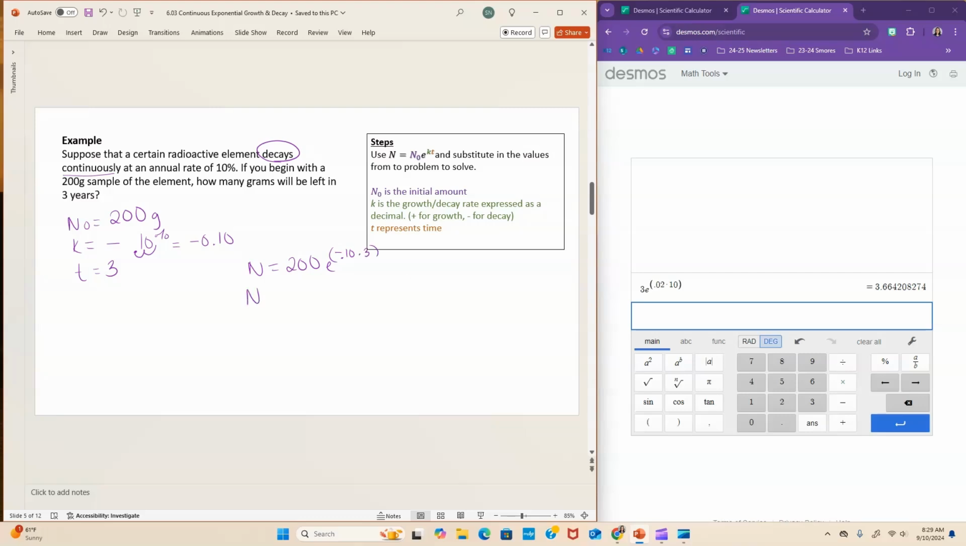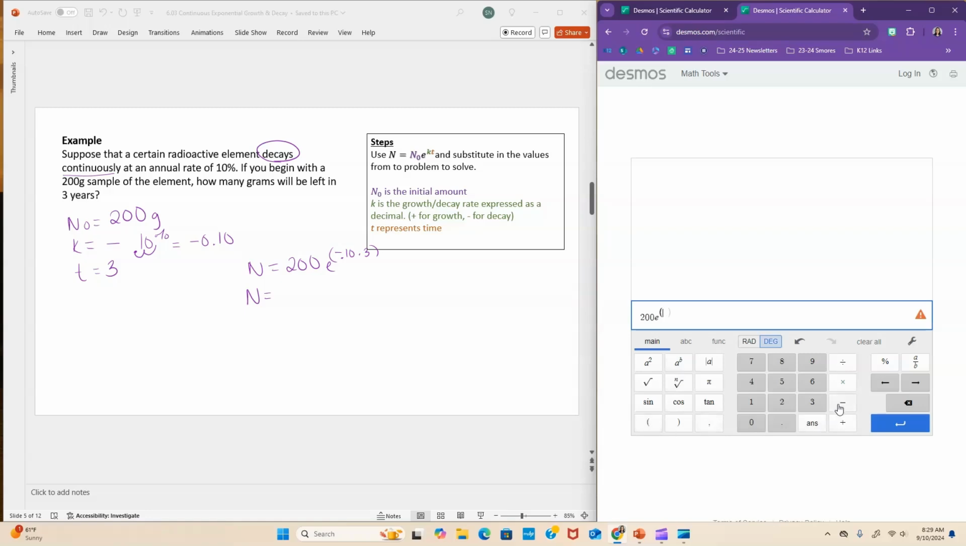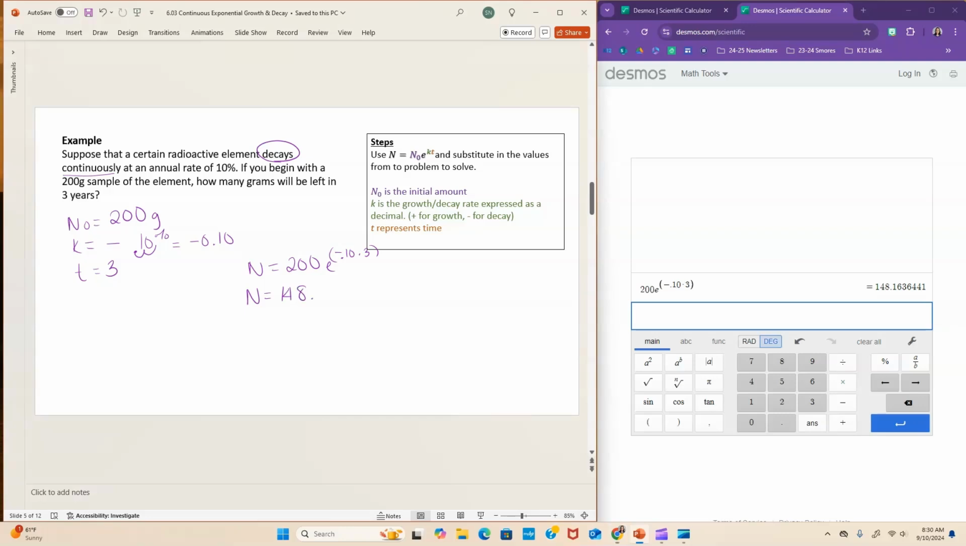So now let's go ahead and type this into Desmos so we can figure out what this is. So we have 200 e, and then we do exponent, and then parentheses, negative 0.1 times 3. And when we hit enter, it gives us the value, which is 148.2 grams.